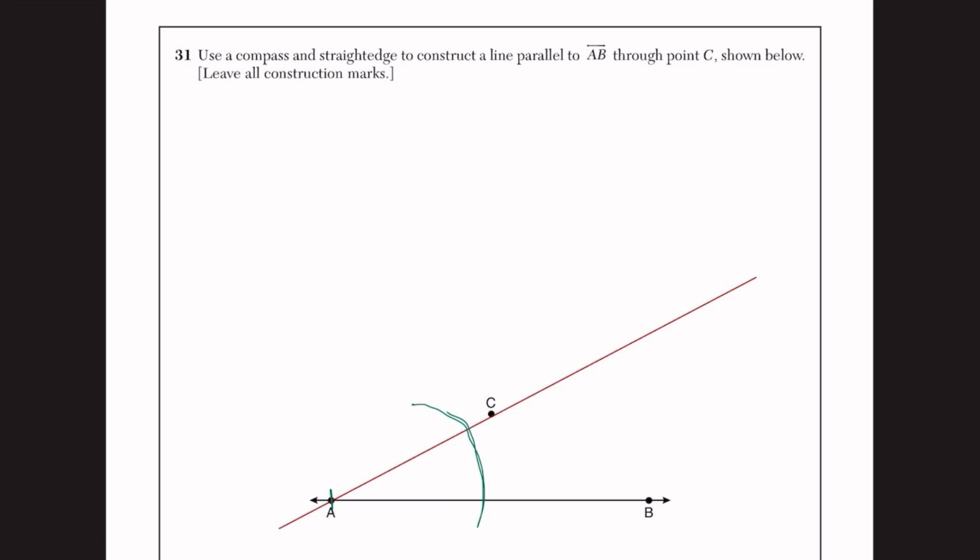Without changing the size of the compass, you want to move the sharp point to point C, and you want to draw a similar arc. Still having the sharp point on point C, you want to change the size of the compass and draw an arc right here where the arc and the line intersects. And you want to take that and copy it over here. Something like this.